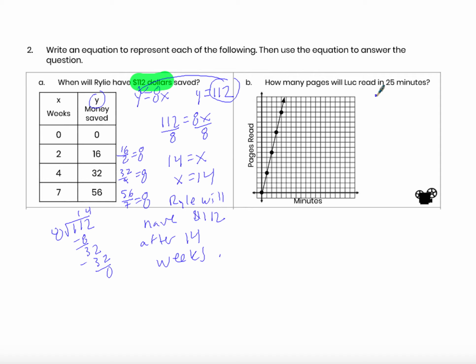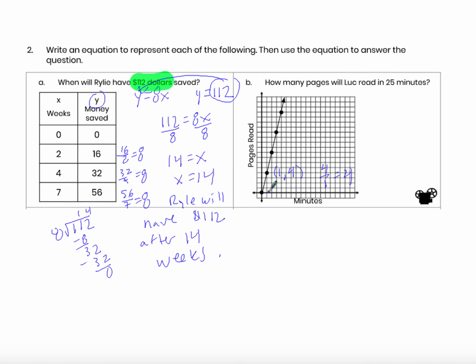All right, B, we're asked how many pages Luke will have read in 25 minutes, and we're given this graph. So my first step is to write an equation representing this graph. I know it's a direct variation since it's a straight line, and it goes through the origin. I'm going to find the unit rate by looking at one of the ordered pairs, where the x value is 1, and then y is 1, 2, 3, 4. That pair right away gives me my unit rate. 4 divided by 1 is 4. That tells me that Luke reads 4 pages a minute.